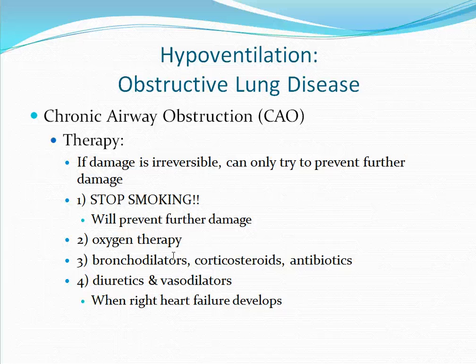Therapy. If the damage has become irreversible, all you can do is try to prevent further damage and to cope with the effects. First thing to do would be to stop smoking. This will prevent further damage as well as help the cough. Oxygen therapy can be used to help the hypoxemia. One can also use bronchodilators, corticosteroids, and antibiotics. Diuretics and vasodilators are often used when right heart failure begins to develop.